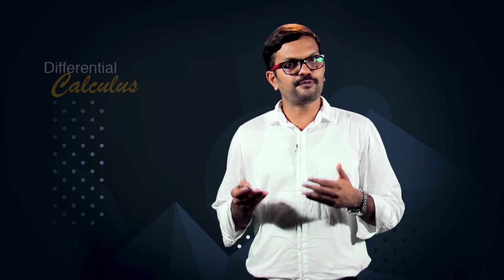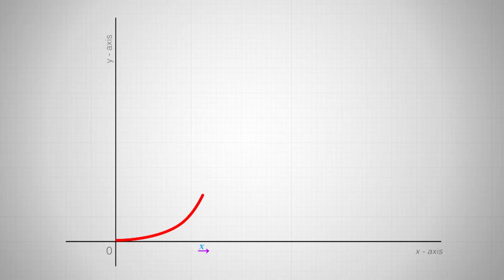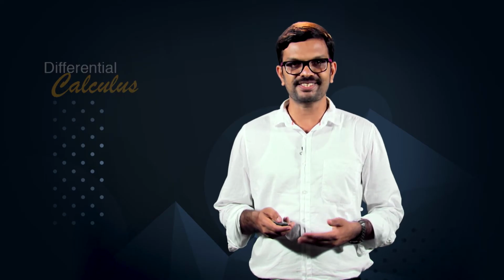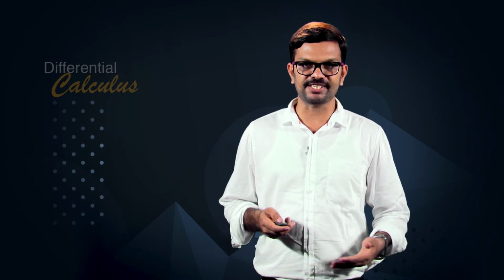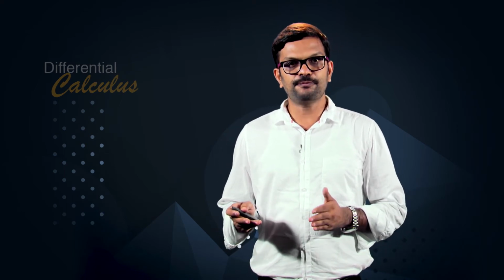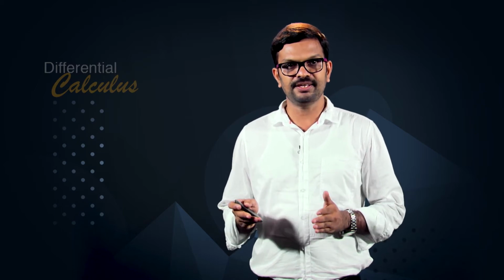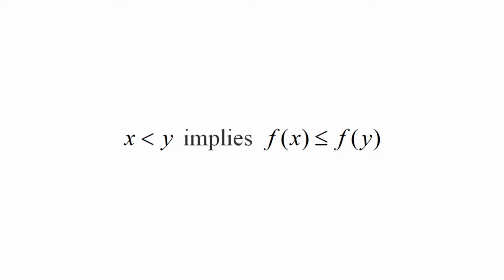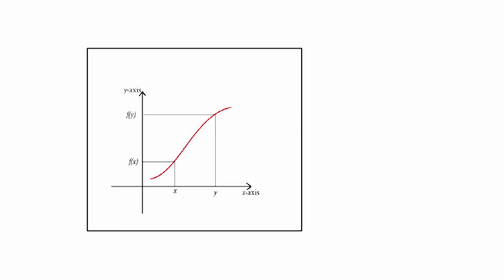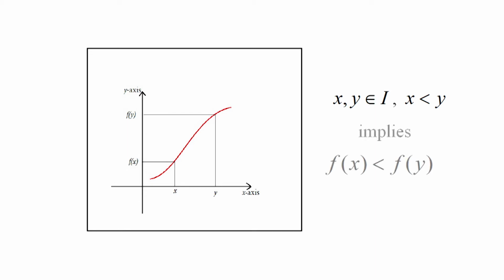Intuitively saying, a function y equal to f of x is said to be increasing if the y value increases as the x value increases in some range of x values. More precisely, a function f is increasing on an interval I if for all x and y in the interval I, x less than y implies f of x is less than or equal to f of y. A function f is strictly increasing on I if for all x and y in the interval I, x less than y implies f of x is less than f of y.